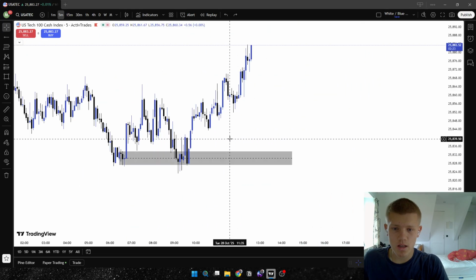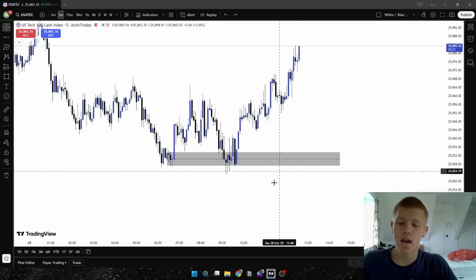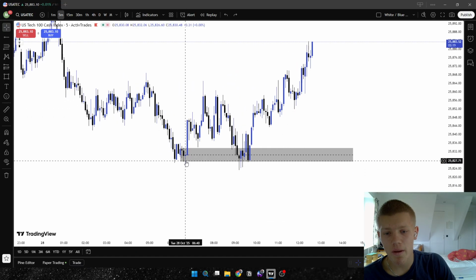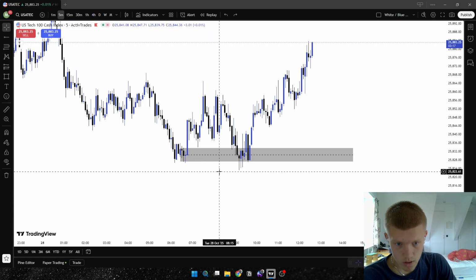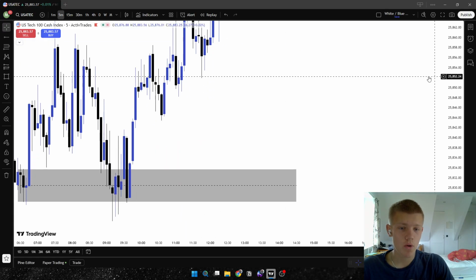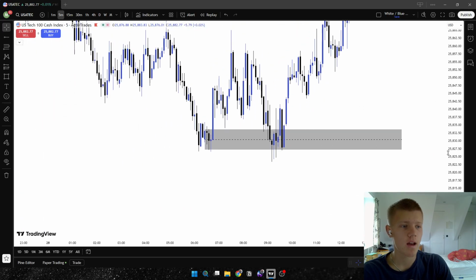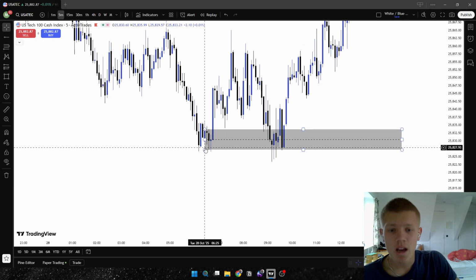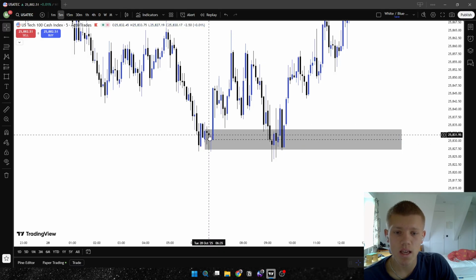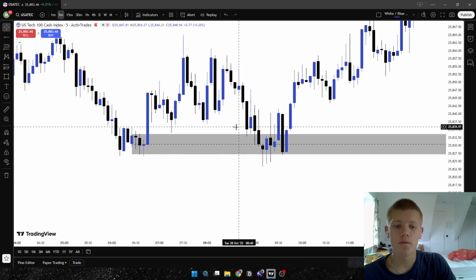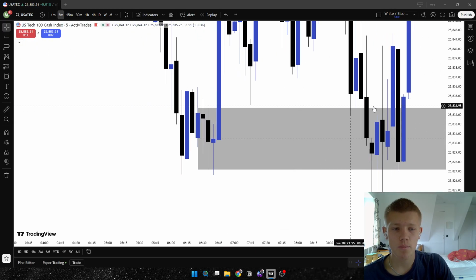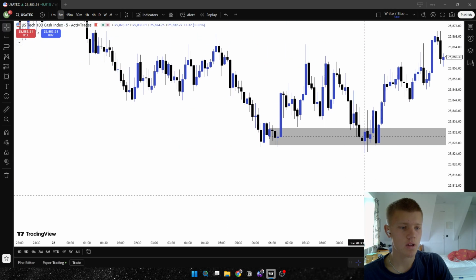Now breaker blocks. My understanding of a breaker block is actually the opposite move before the order block. I have barely used breaker blocks, and I barely backtested it. I have barely tested it on my strategy. But if this is the order block, then the breaker block is a failed order block actually.